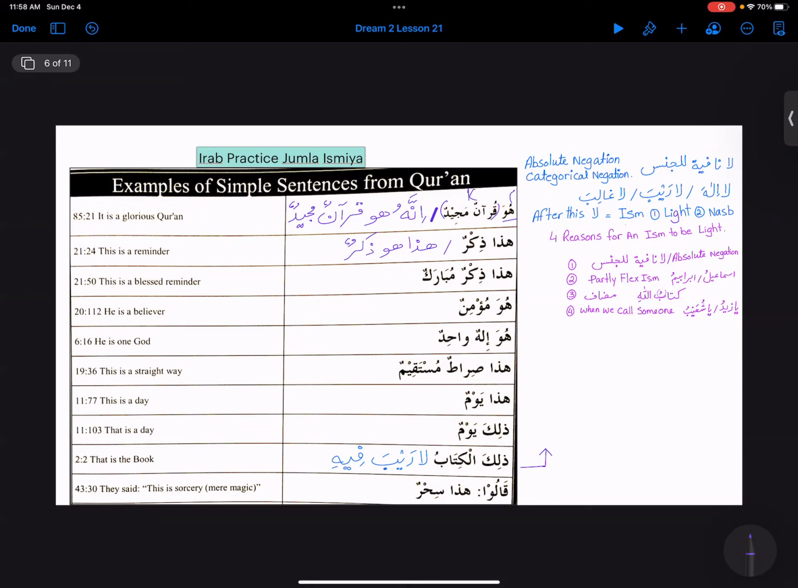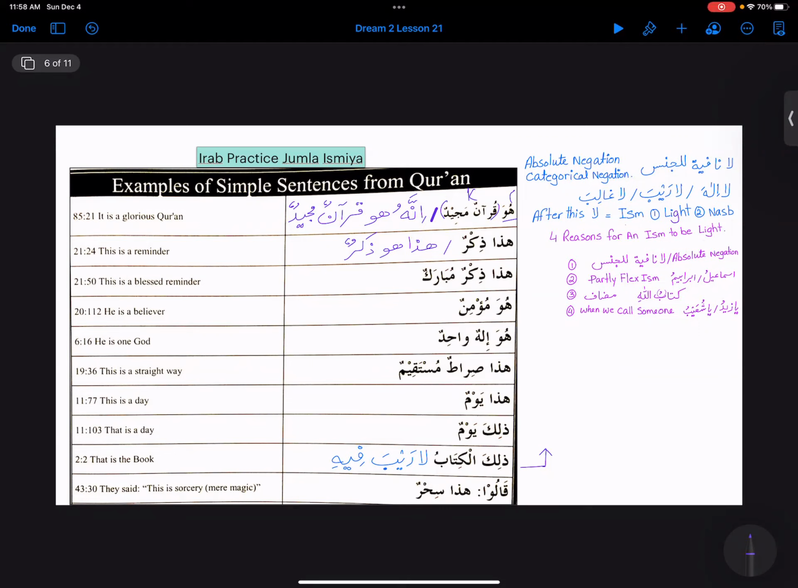Now, if we want to make this jumla ismiya emphasized, if we're going to bring emphasis to this sentence, how can we do that? Inna. Yeah, and we just learned Haza huwa Qur'anul Majid. Yeah, that will make sense, right? That is one way. And what could be the other way? Inna. We can bring inna, right?